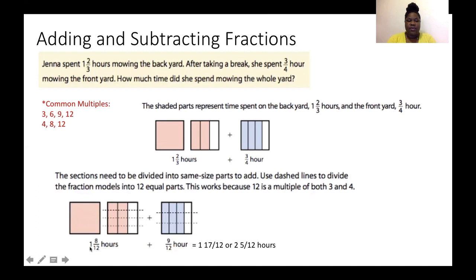So when I add 1 and 8/12 plus 9/12, that gives me 1 and 17/12. Well, I know 17, my numerator is bigger than my denominator because 12/12 equals 1 whole. So if I say 17 minus 12, that will leave 5 left over and that will give me another whole to add. So 1 and 17/12 is also equal to 2 and 5/12.